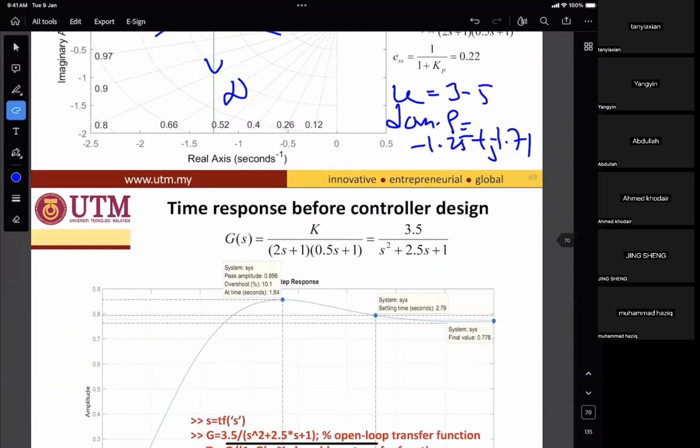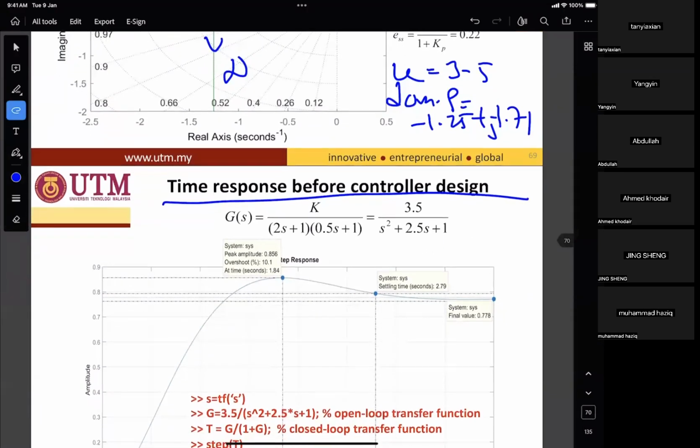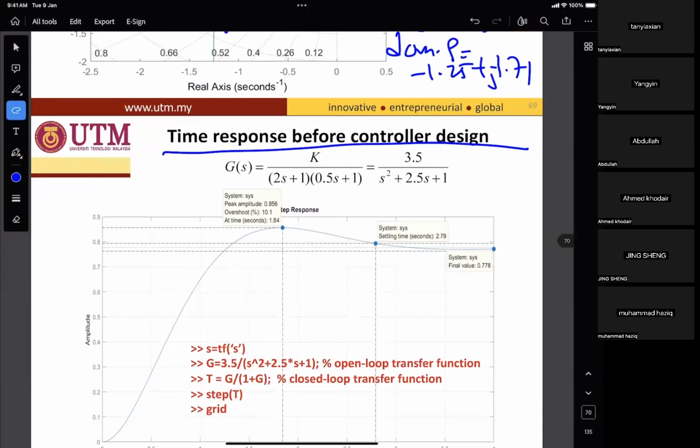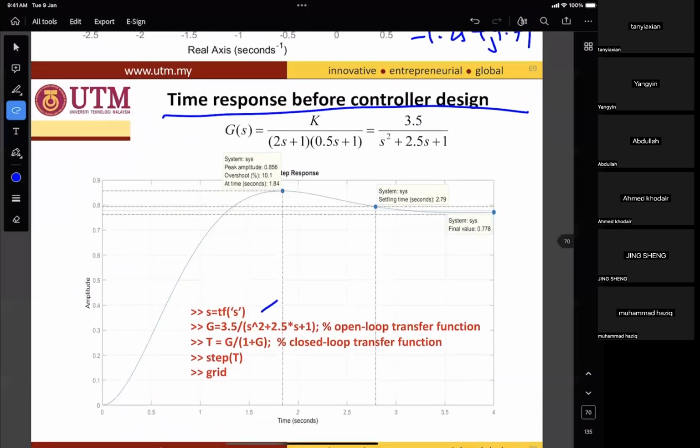So this is the time response before design. The program to get this is first, s equal to transfer function 's'. And then you write the open loop transfer function. In MATLAB, overshoot percentage is a comment, so the computer will ignore this because it's just a comment for your notation. This is the open loop transfer function, because when we say time response, it must be closed loop.